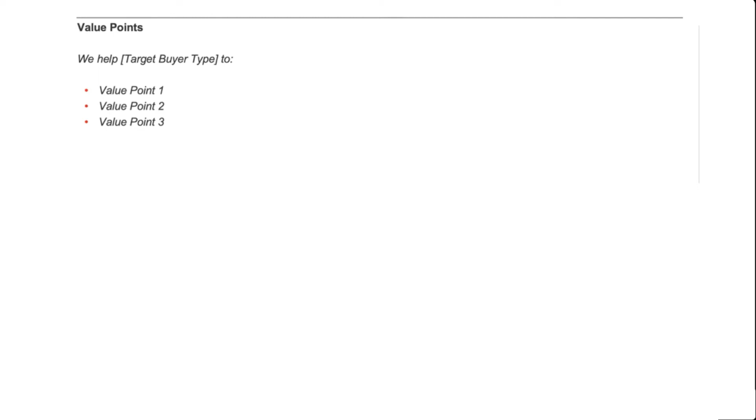You have a value points building block, which is: we help, insert your target buyer for your particular message, value point 1, 2, 3. So for example, if you're creating a message for chief financial officers, we help chief financial officers to access their financial data in real time on any web-connected device. That's an example of your value points block.